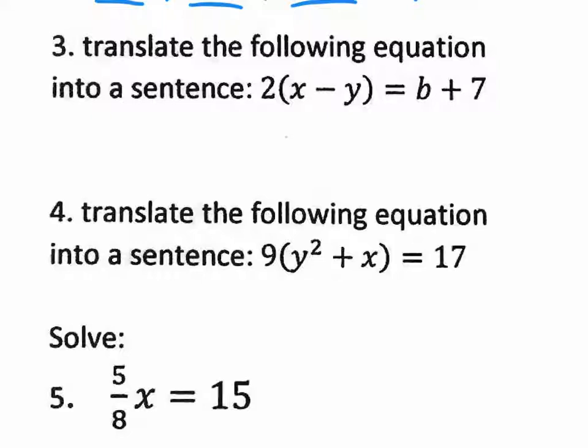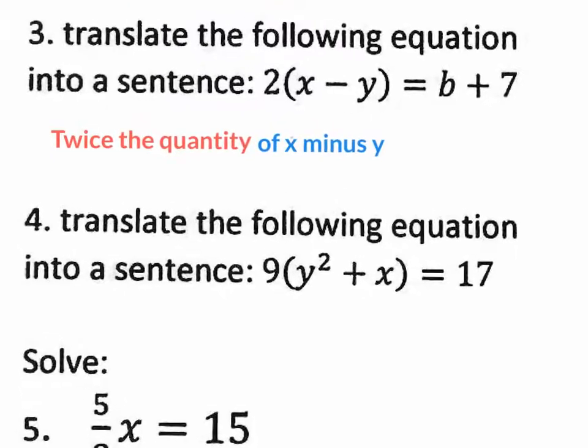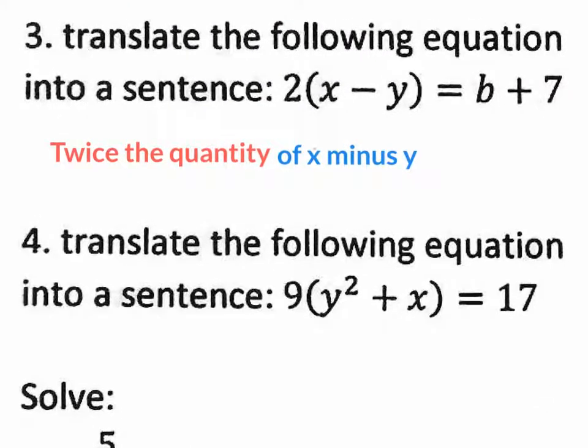So let's write that down. Twice the quantity, and what is inside here? We could say the difference of x and y. Let's just say x minus y. Twice the quantity of x minus y. Let's zoom in a little so you can see it better. Twice the quantity, that's 2 times the quantity of what? Of x minus y.